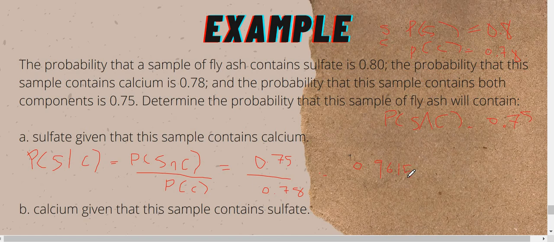Okay, next for B. You can see that it asks for calcium given sulfate. So it is switched. When you switch, the intersection will be equal, no problem. The intersection is the same, but what you will divide by is the sulfate. That means 0.75 we will divide by 0.8. So you will get the answer 0.9375.